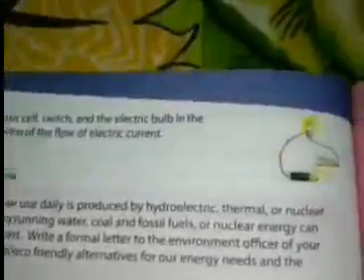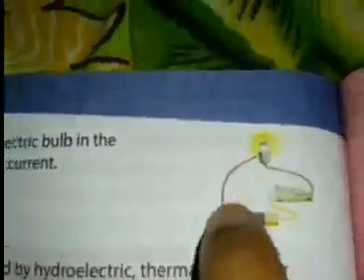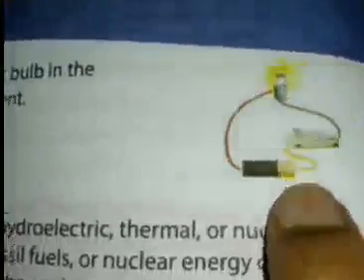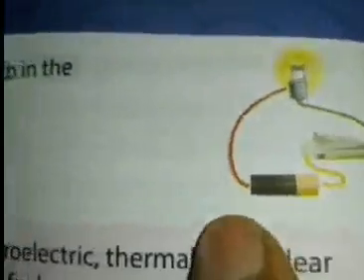Now page number 194, we will see the identification of the electrical cell, switch, circuit, electrical bulb, and the direction of the electric current. Now this is the cell, this is the switch, and this is the bulb, and these are the wires, connecting wires, 3 pieces. Now the direction of the current will be from the positive end. This is the positive end, and this is the negative end. So the direction of current will be from this direction. It will go in the anti-clockwise direction.